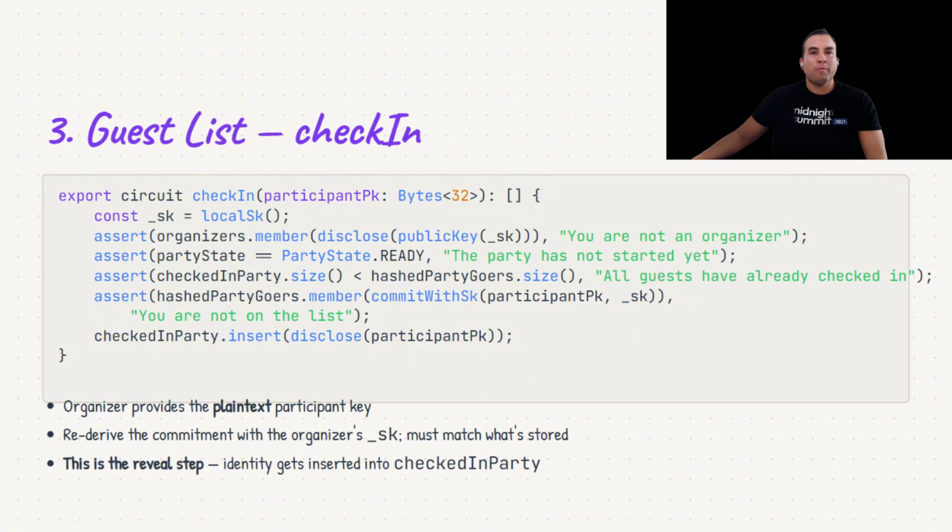Notice how the privacy property flips at exactly these moments. Before checking, only a scrambled hash is on chain. Observers cannot tell who's on the list. After checking, the plaintext identity is right there in the checked-in party set. The guest is fully public once they actually arrive. That's the clean privacy boundary the whole contract is built around.